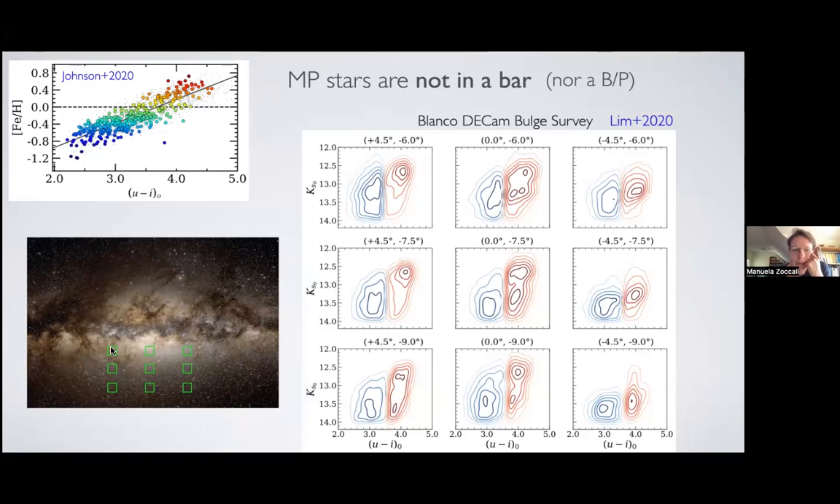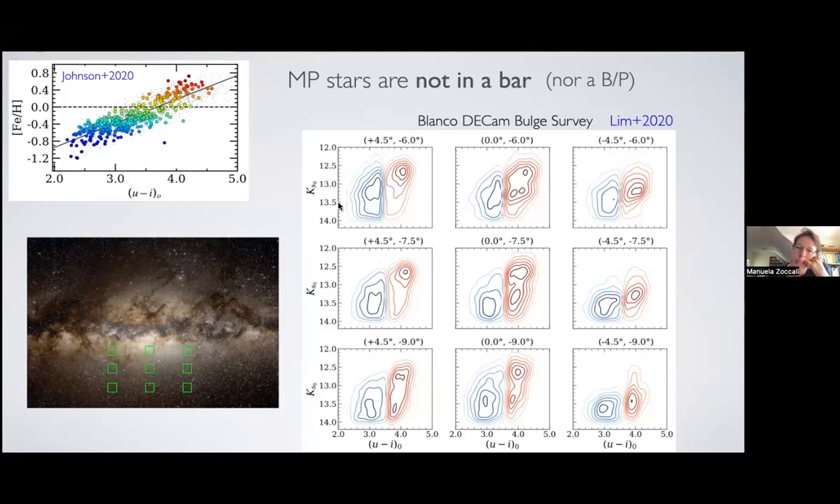On the left side here, they are bright. On the right side, they are fainter, and that's okay because we know that we have a bar. In the middle, they are bimodal, and that's also okay because we know that we have a boxy peanut.